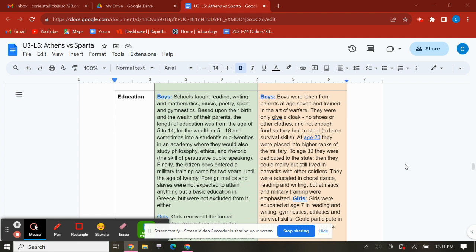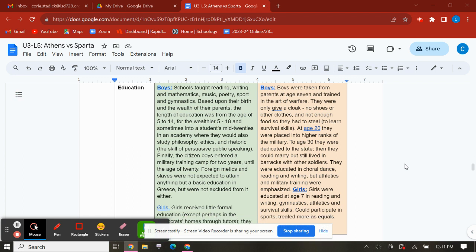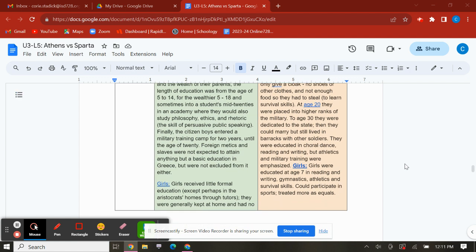Education. Athens, boys. Schools taught reading, writing, and mathematics, music, poetry, sport, and gymnastics. Based upon their birth and the wealth of their parents, the length of education was from the age of 5 to 14. For the wealthier, 5 to 18, and sometimes into a student's mid-20s in an academy where they would also study philosophy, ethics, and rhetoric, the skill of persuasive public speaking. Finally, the citizen boys entered a military training camp for 2 years until the age of 20. Foreigners, metics, and slaves were not expected to attain anything but a basic education in Greece, but were not excluded from it either.